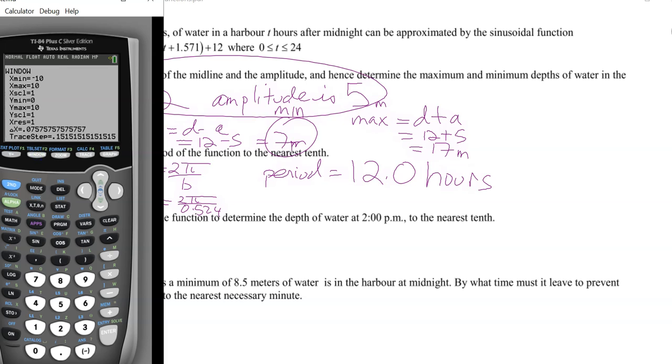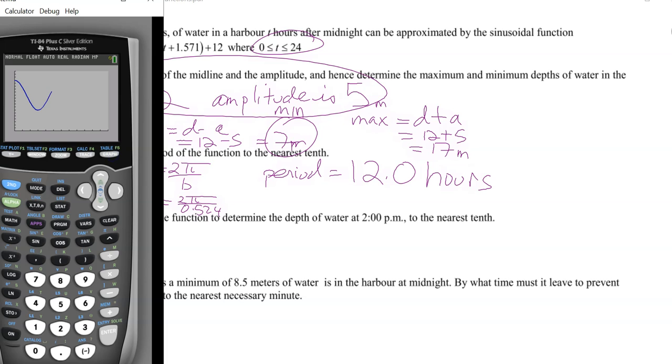Okay, let's figure out our window. So they tell us the time goes from 0 to 24, so we'll go 0 to 24. Let's do that by 2's. Our minimum depth is 7, our maximum is 17. I always like to start at 0, so I'd go 0 to 20. It'll give you 7 on the bottom and 3 on the top. So your y values are your min and max heights. Your x values are your minimum time and your maximum time. Y scale 0 to 20 by 1s, that's fine. Take graph.